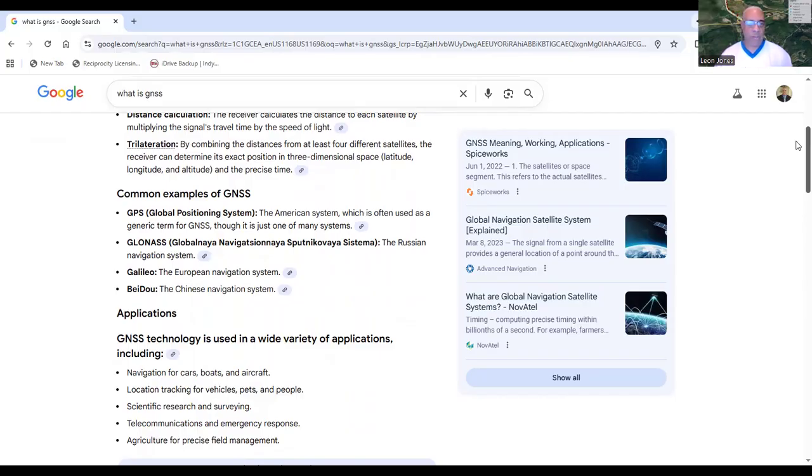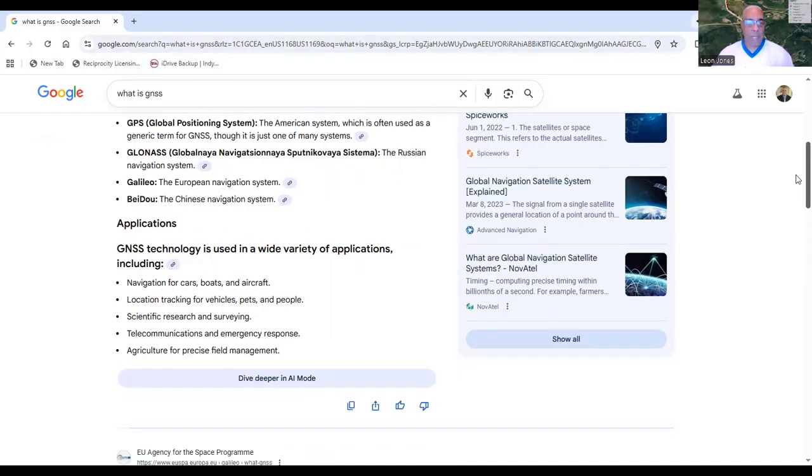Then you have your GLONASS. GLONASS is the Globalnaya Navigatsionnaya Sputnikovaya Sistema. That's the Russian navigation system. And you have Galileo, the European navigational system. Then you have BeiDou. That's the Chinese navigation system.